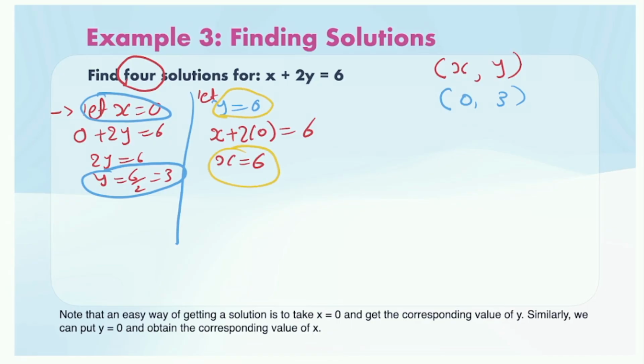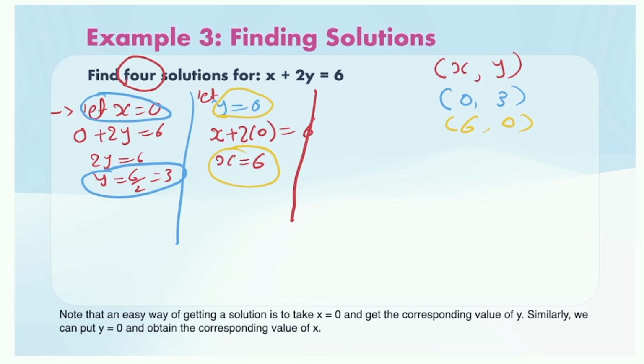This is 0, not 6, so don't get confused. x is the first number and y is the second number, so the solution is x equal to 6 and y equal to 0, that is (6, 0). If you put x equal to 6 and y equal to 0 here, 6 equal to 6. Same way, let us find the third one.